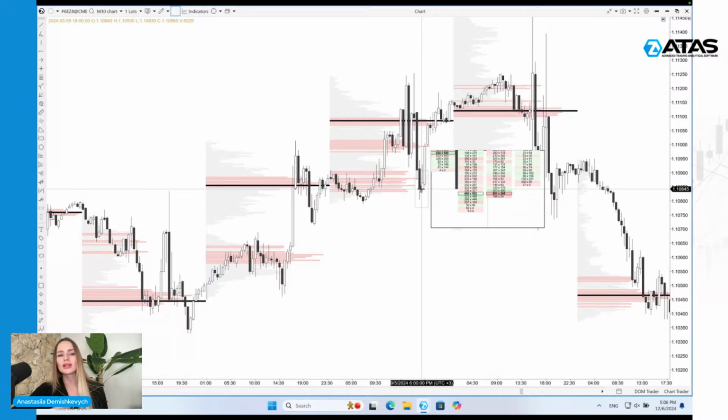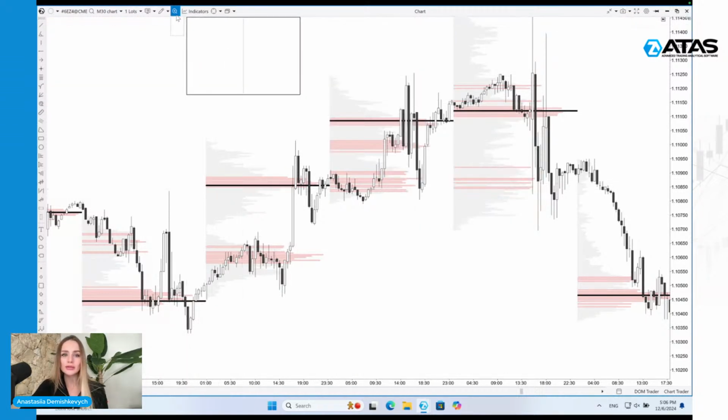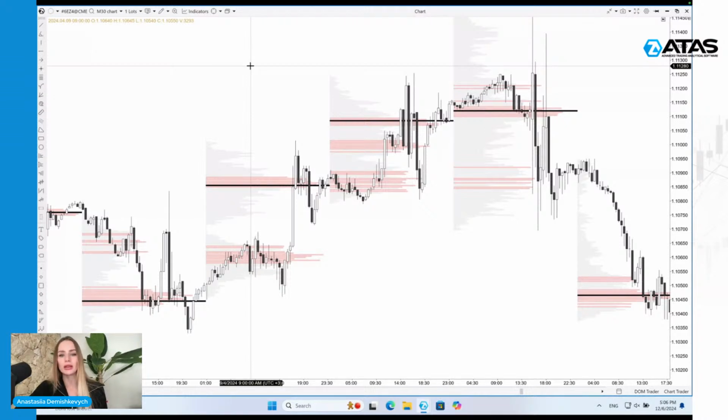So my overall analysis, before we dive into the 3 setups we're going to talk about today, always starts with an overview of the volume profile and the key levels and key zones that I can see. Now on ATAS, you have different indicators that allow you to represent the volume profile visually in multiple different ways.